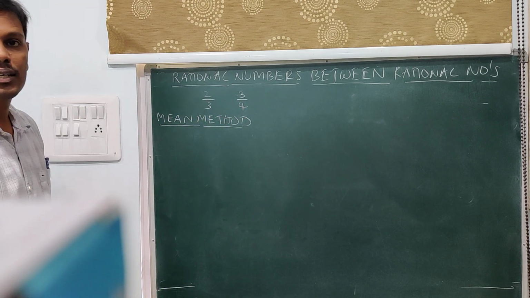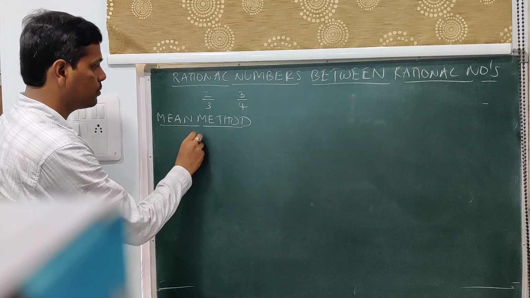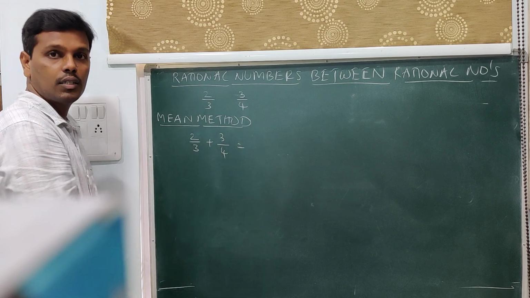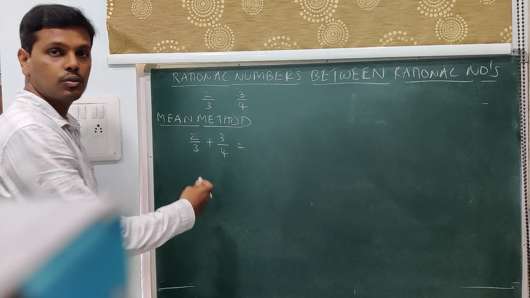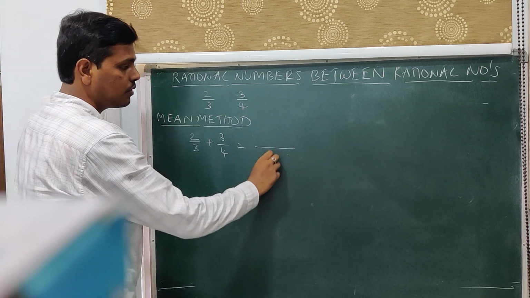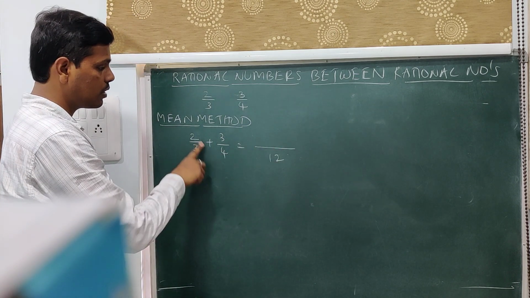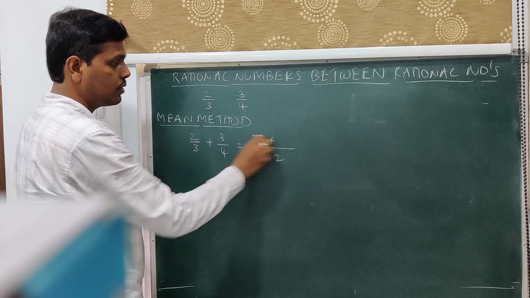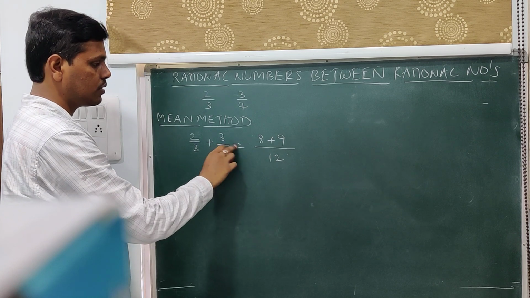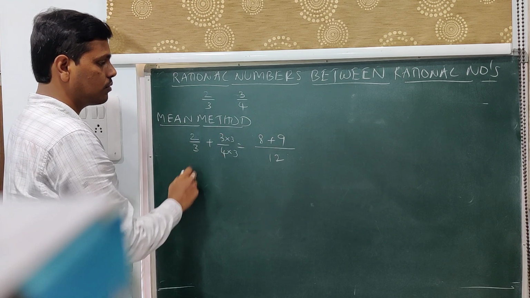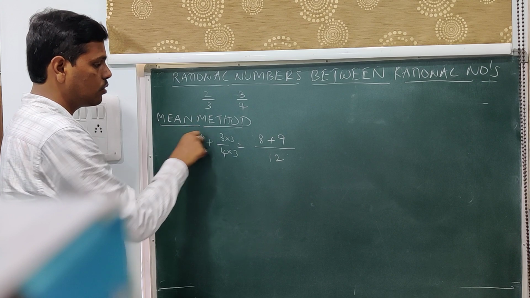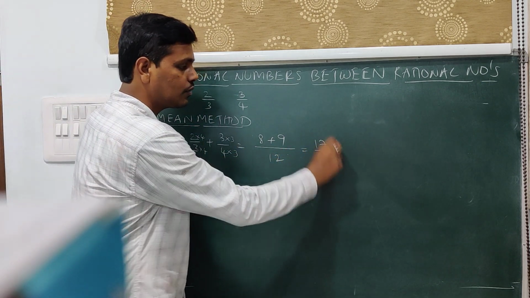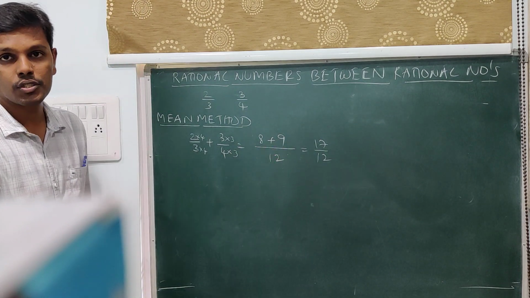So first I will be calculating the sum of the observations. So 2 by 3 plus 3 by 4. Now we have already learned how to add two rational numbers. Use the same process. LCM of 3 and 4 is 12. 4 3s are 12, 3 3s are 9, 3 4s are 12, 2 4s are 8. So 8 plus 9 is 17, 17 by 12. Now this is the sum of your observations.